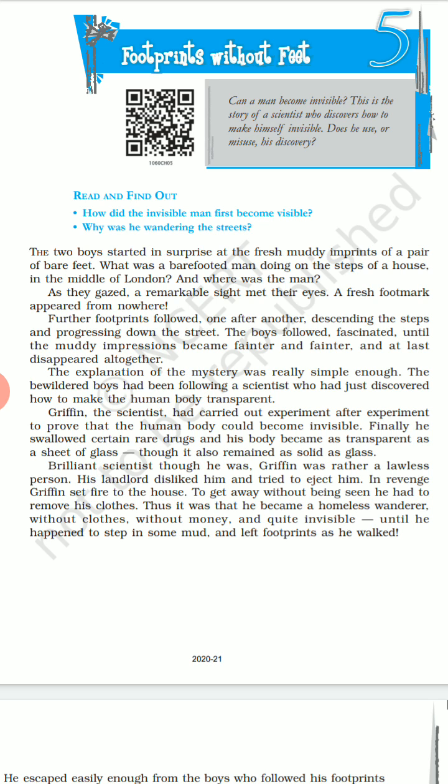Further footprints followed, one after another, descending the steps and progressing down the street. The boys followed, fascinated, until the muddy impressions became fainter and fainter, and at last disappeared altogether. So what they saw was that the footprints followed one after another. They could not see anyone, but the footprints could be seen one after another, because there was someone who was walking. We all know that is the invisible man.